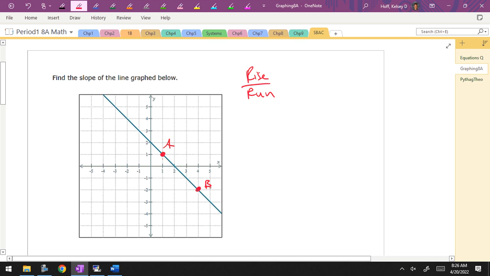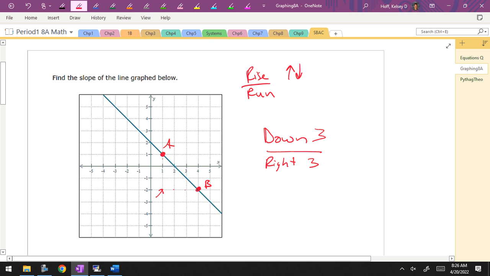A. Okay, so rise. What directions do I go with rise? Up or down? If I start at A, which way am I going? I need to go down. How far? I'm trying to get to my other point here. 1, 2, 3. Down 3. Okay, so now I'm right here. Do I need to go left or right? Right, how far? Right 3. 1, 2. I like that.